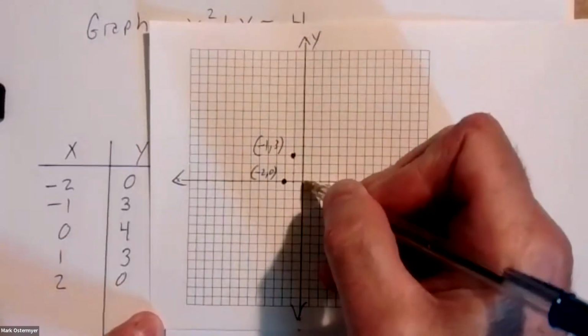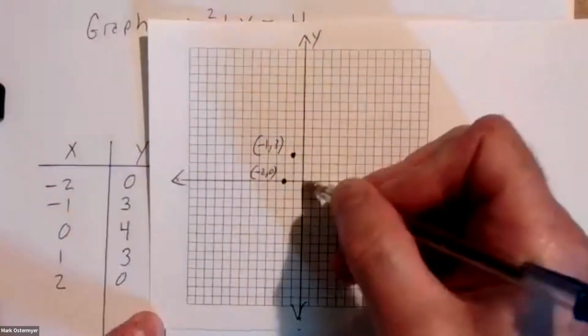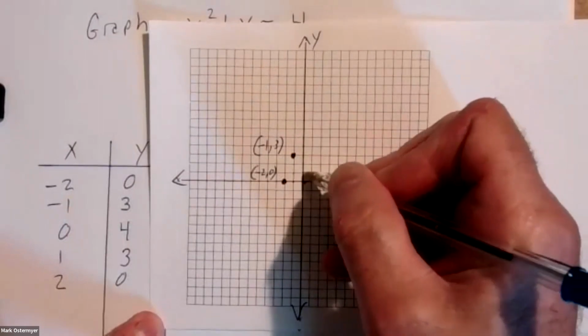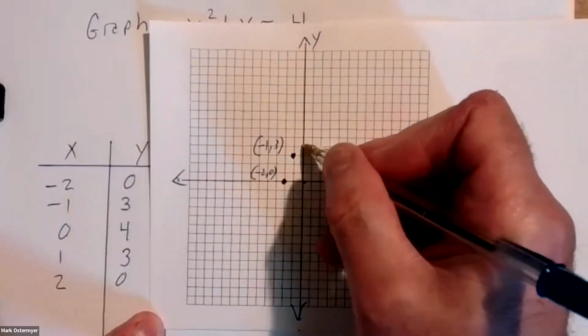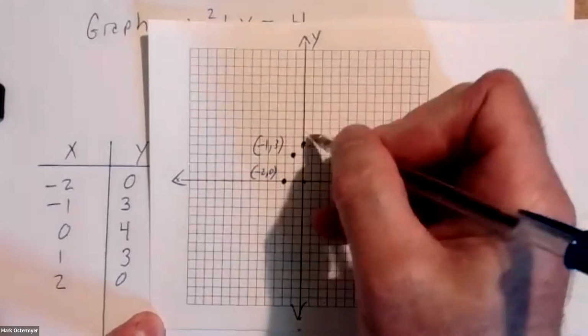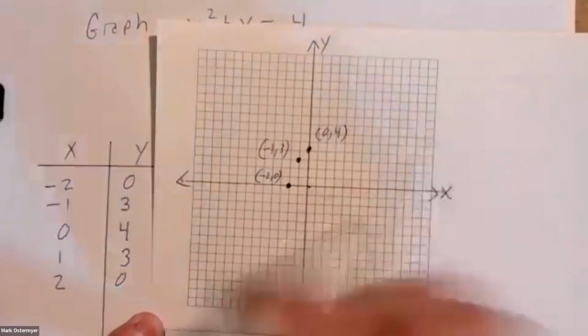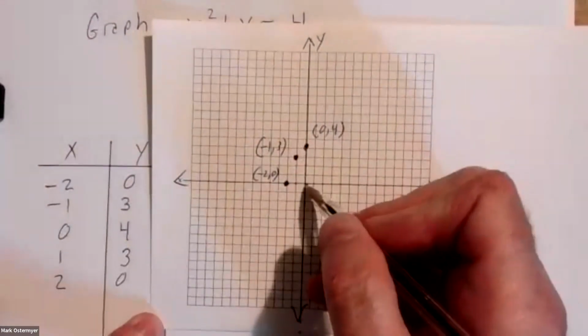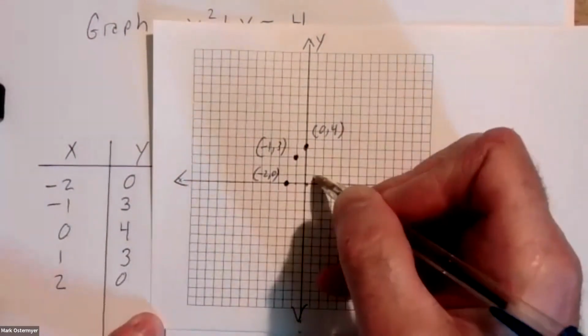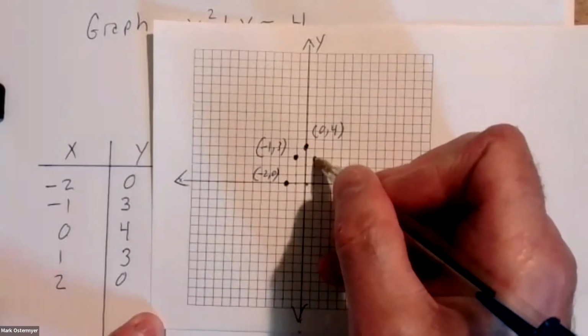0, 4, start at the origin. To plot 0, 4, start at the origin, move up 4 on the y-axis. 1, 2, 3, 4. There's 0, 4. Plotting the point 1, 3, start at the origin, move 1 to the right, and then up 3. 1, 2, 3. 1, 3.